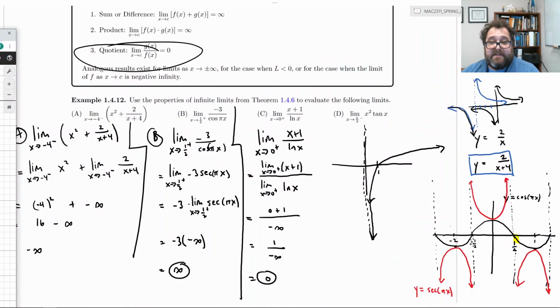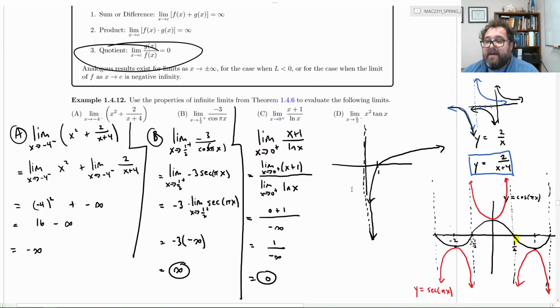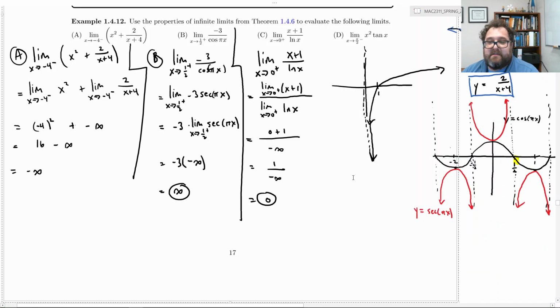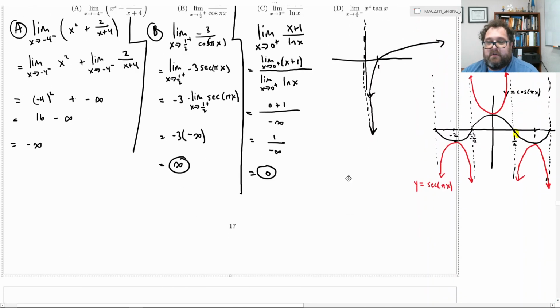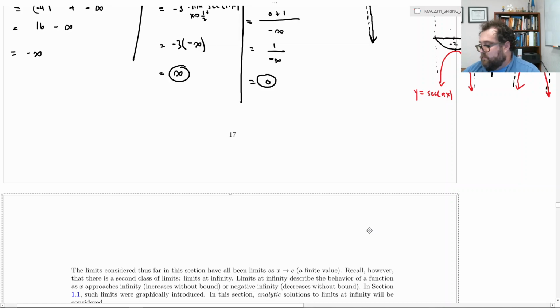Okay, last one. Let's scroll down a little bit, get a little more room. We have x squared tan x, and it's the limit as x approaches pi over 2 from the left.